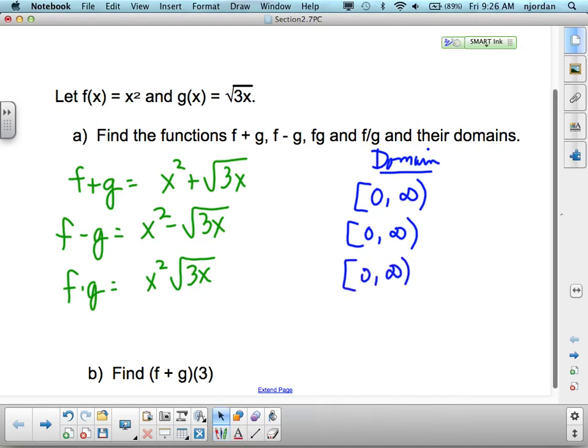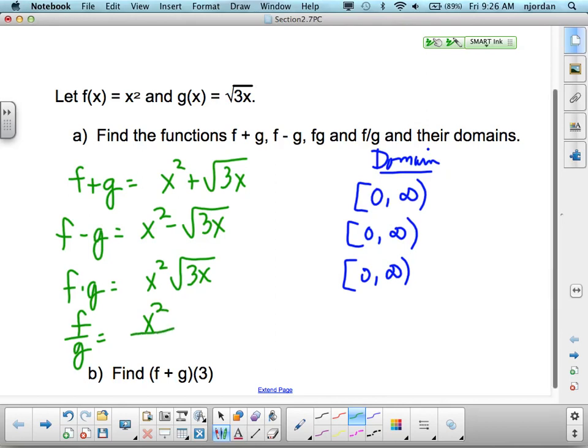And we have a slight change when we're dividing in my domain. If I'm doing f divided by g, it's going to be x squared over the square root of 3x. And the only difference here with this domain is that I cannot have 0 in the denominator. So I need an open interval for 0 on the left side.